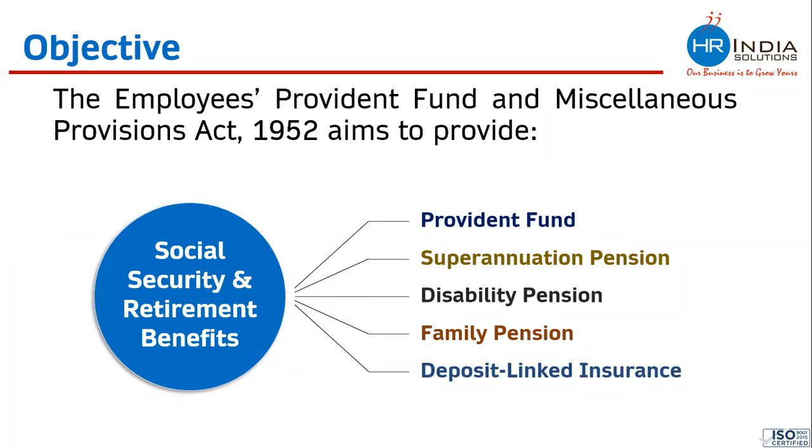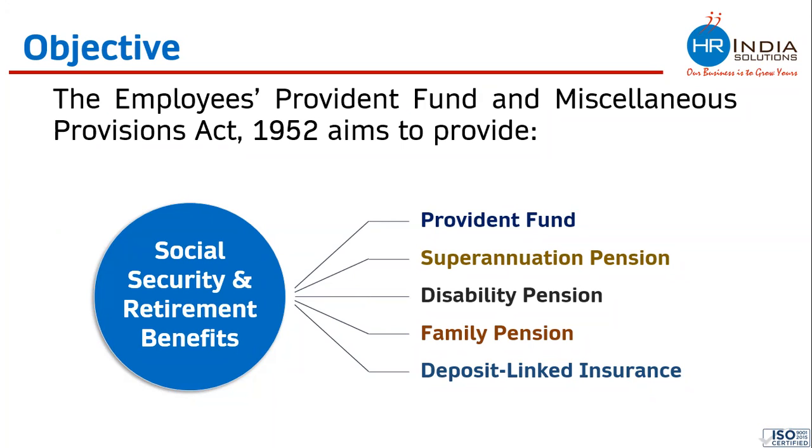And what facilities or benefits does this act provide to employees? Number one is provident fund, which is a saving scheme where people save their money. Second is superannuation pension. It is a retirement benefit. When the person gets retired, they get some kind of pension on a monthly basis so that they can take care of their livelihood. Third is disability pension. If any mishappening happens with any of the PF members while working, either the person gets disabled or loses some part of his body, there is a provision of disability pension.